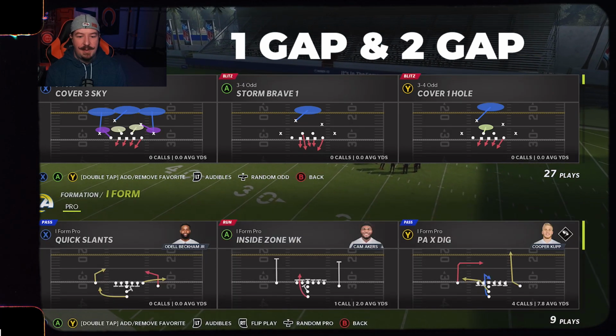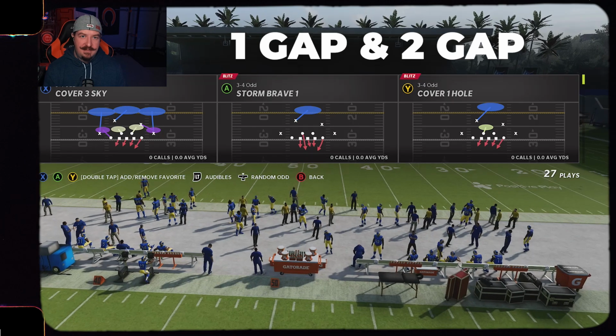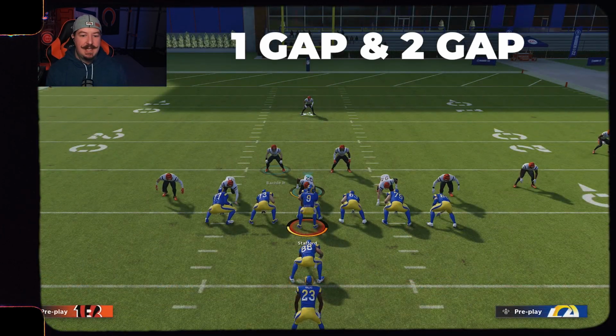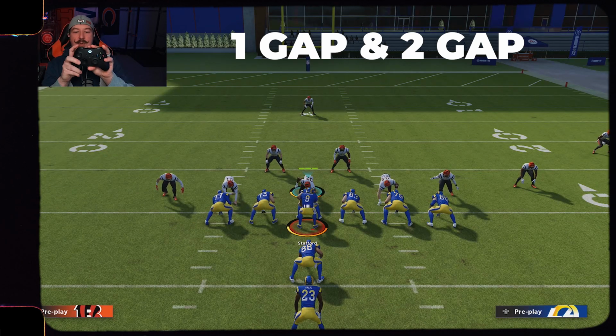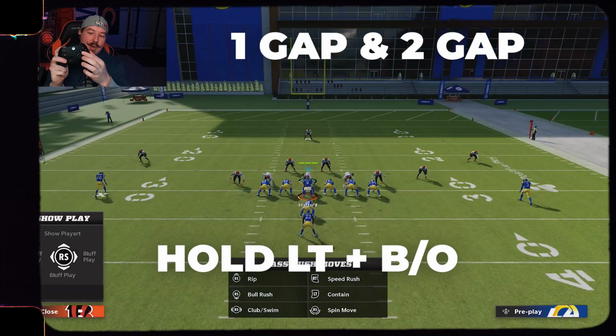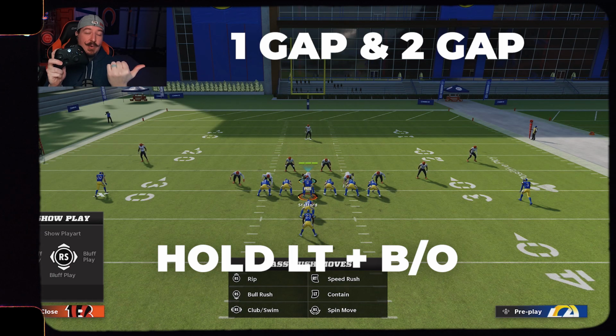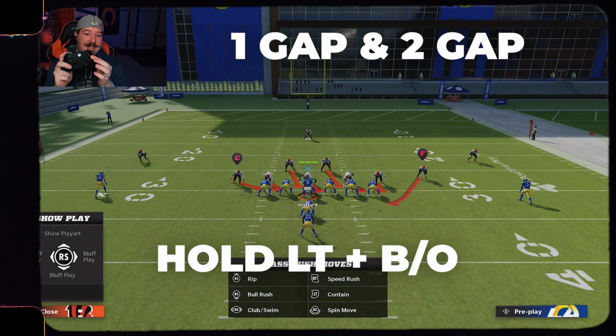So what I'm going to do here is put the 3-4 odd on the field again, and you're going to take a look right here at the run fits. To pull up your run fits, all you have to do is hold the left trigger, and then for the right side run fit, you're going to hold the B icon. Basically what that's going to do is show you what every single player's run fit is if the ball's run to the right. So you see right here that you've got everybody with a straight line into their gap.